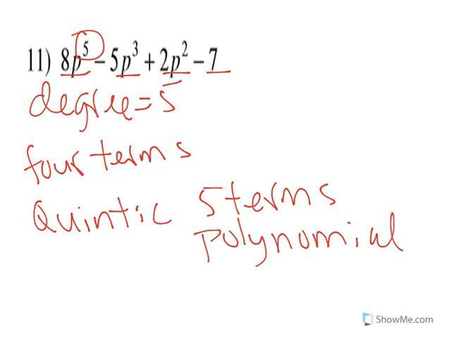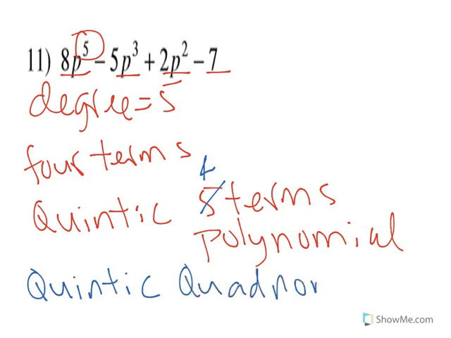Oops. Okay, I saw my mistake. Not a 5 term, but it's a 4. It's a 4 term polynomial. Okay, my mistake. Right. Okay, and then it's a 4 term polynomial, so we can change it into a different name. So it's called a quintic quadnomial. Okay, so that's the end of our lesson for today.